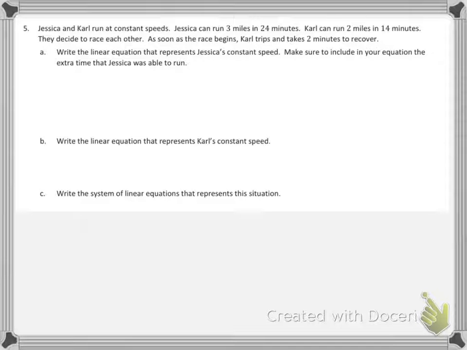Write the linear equation that represents Jessica's constant speed. Make sure to include in your equation the extra time Jessica was able to run. Okay, so let's start with Jessica. She runs 3 miles in 24 minutes. That's 3 over 24, and we're going to set that equal to y over x. When I use means extremes, I get 24y is equal to 3x. And then I'm going to solve this by multiplying by the reciprocal.